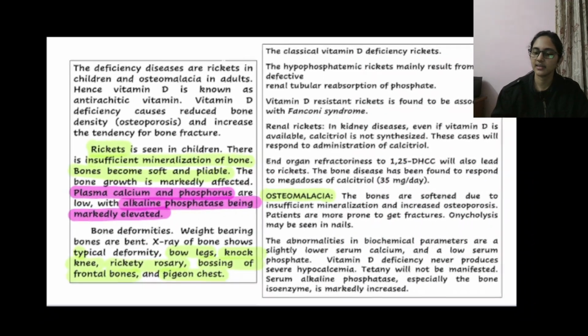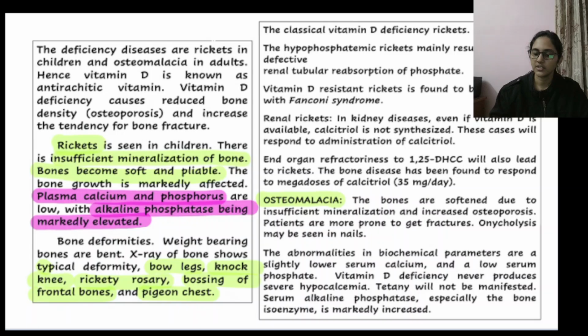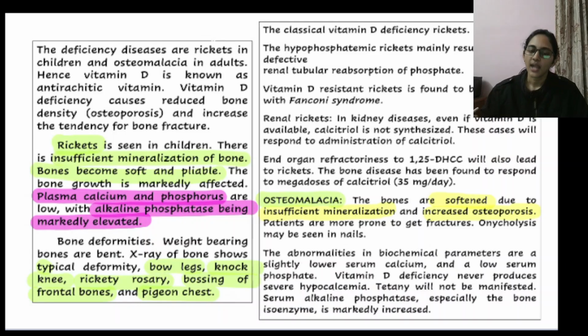So this is the picture of adults and rickets in children. Now, in adults, when you see osteomalacia, the bones will soften, with insufficient mineralization, and there is increased osteoporosis. So osteoporosis is a feature in adults, all right, and they are more prone to get fractures. Onycholysis may be seen in nails in adults, right?